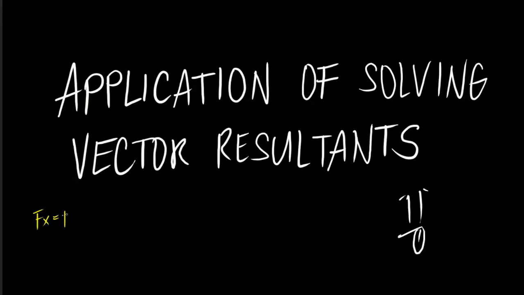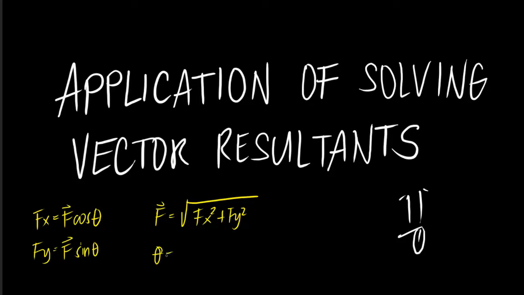F of x is f cosine theta for the x component. F of y is f sine theta for the y component. That is if you're given the magnitude and direction of your vectors. Meanwhile, if you're given the x and y components, you may solve for the magnitude by the square root of f of x squared plus f of y squared. And the direction or angle is arc tangent f of y over f of x.